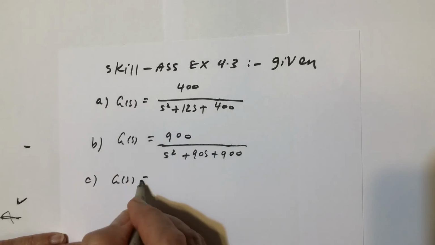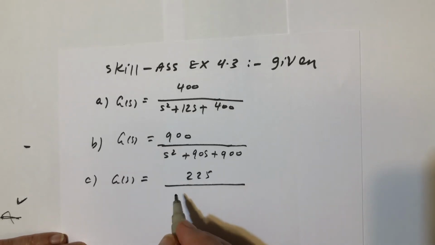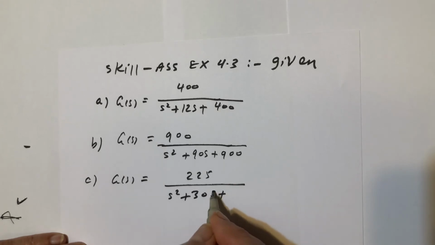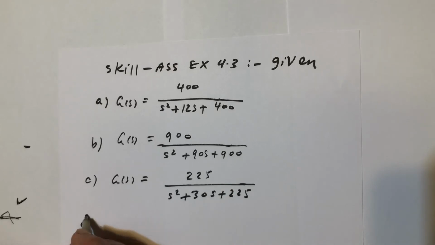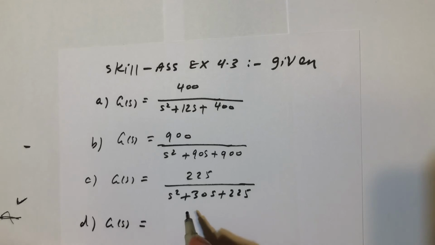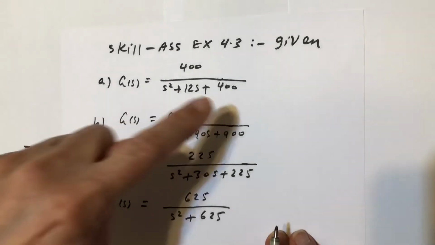c, G of s equal to 225 over s square plus 30s plus 225, and d, G of s equal to 625 over s square plus 625. Of course, now I haven't given you other methods, only by factoring this.